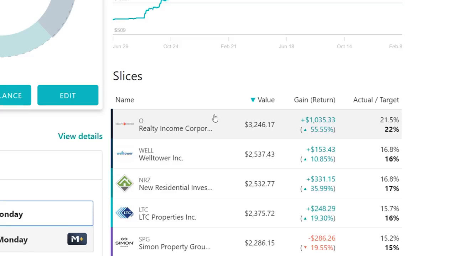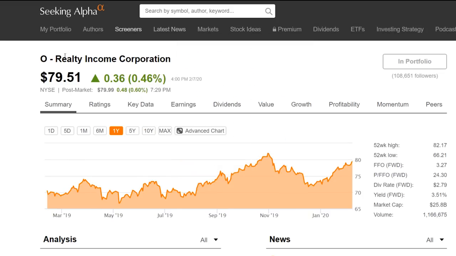But let's go ahead and look at the quantitative research behind it. A couple things that I would look at here. First of all, I would find the company in something like Seeking Alpha. You can find this information anywhere, MarketWatch, Yahoo Finance. Any of them work, but Seeking Alpha lays it out, I think, in a pretty easy way.